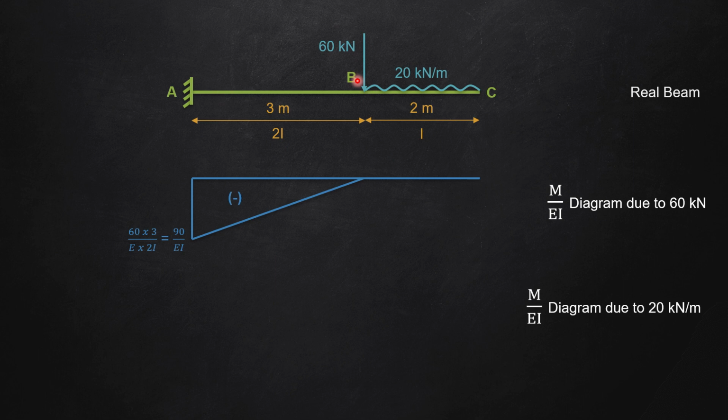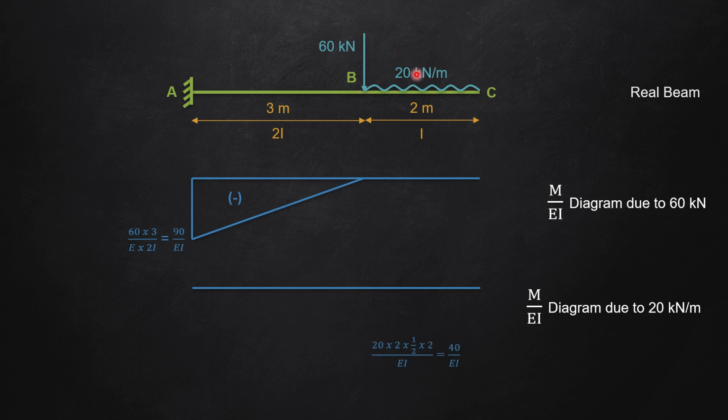Now, similarly, I am going to find out the M by EI diagram due to 20 kilonewton per meter. Now, please consider the 60 kilonewton is not here. Okay. Now, at the point C, the bending moment will be 0. At the point B, what will happen?